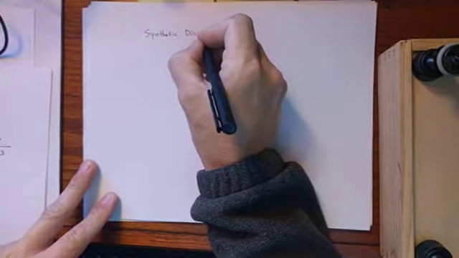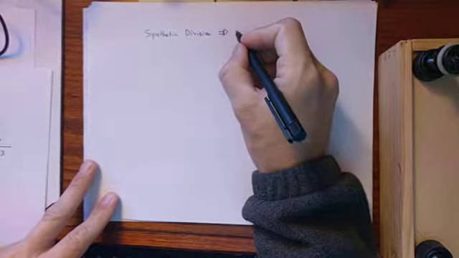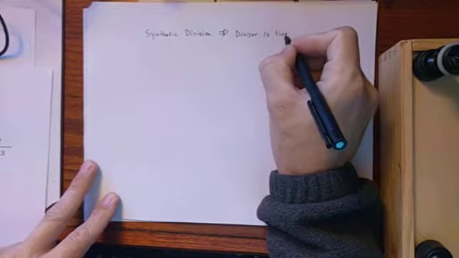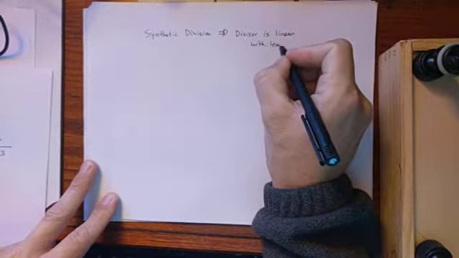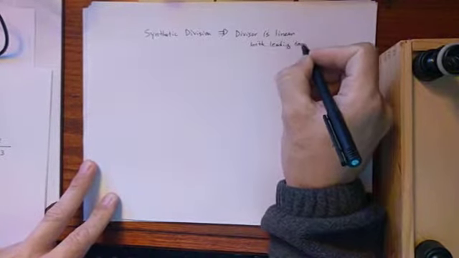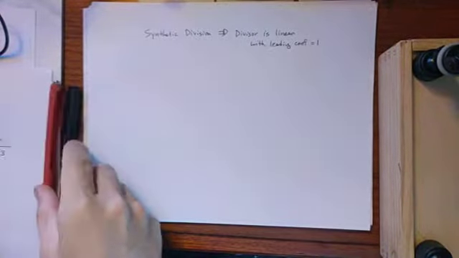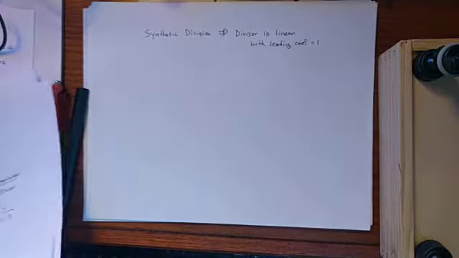And synthetic division is a good thing to use if the divisor is linear with leading coefficient 1. So both of the examples that we just did actually had that kind of divisor, right? The leading coefficient was 1 and this was linear, x to the 1. Okay, the one before that we were dividing by x minus 3, right?